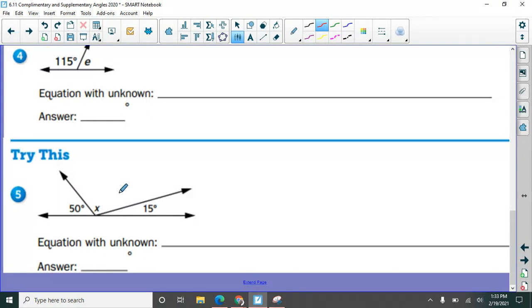All right, fourth graders, that's all. This was lesson 6.11, where we worked with additive angle measurements. These angles are either supplementary or complementary.